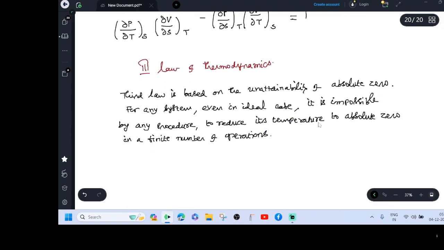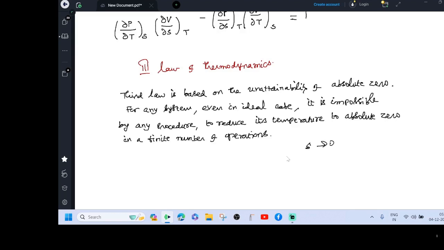Then the third law of thermodynamics. The third law is based on the unattainability of absolute zero. For any system, even an ideal case, it is impossible by any procedure to reduce its temperature to absolute zero in a finite number of operations. But we know that at absolute zero, entropy approaches zero. But absolute zero is not possible. This is our third law.